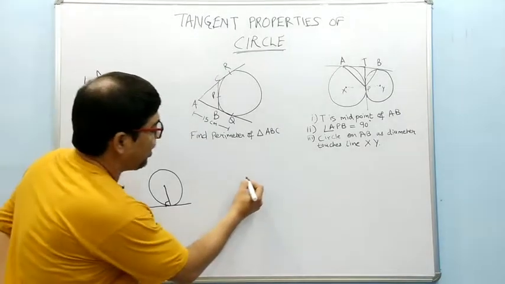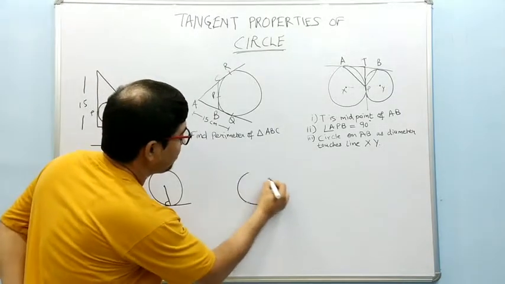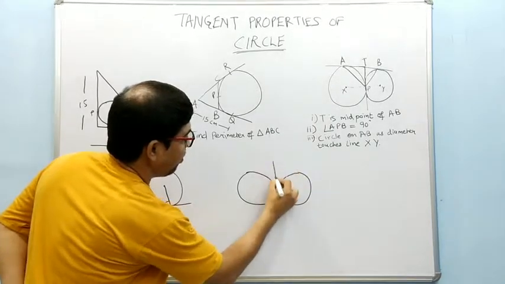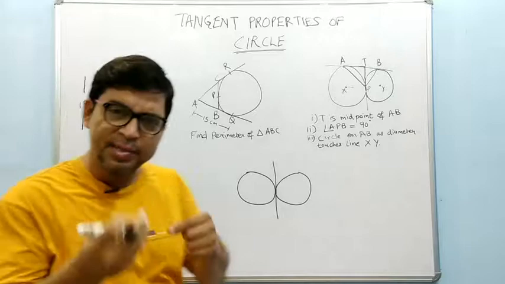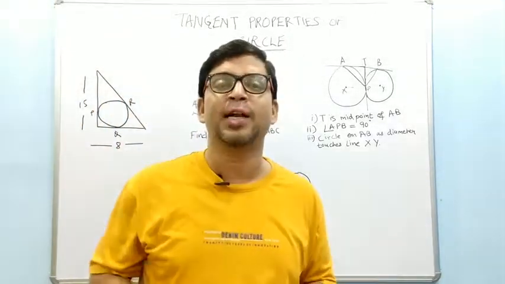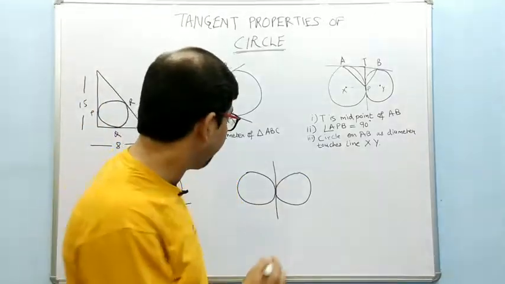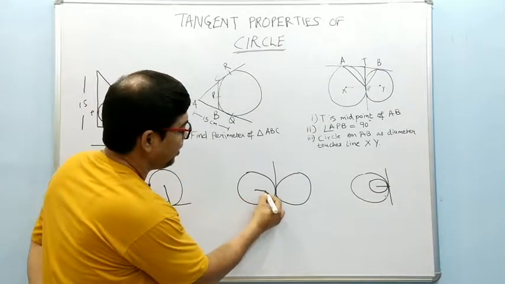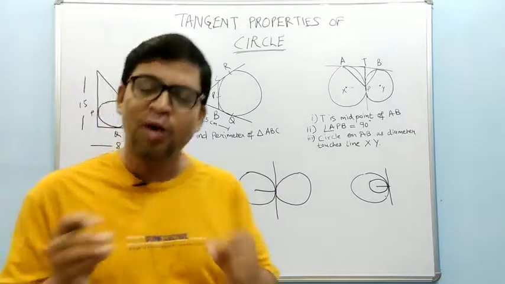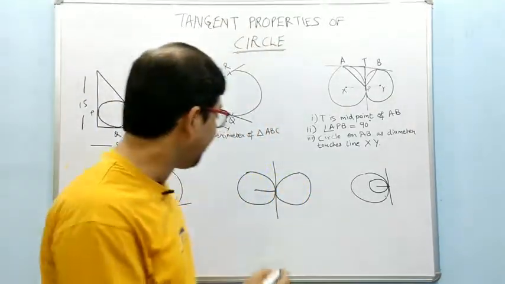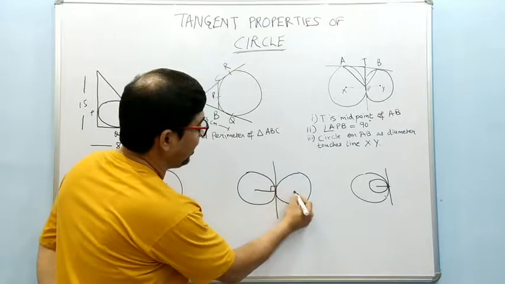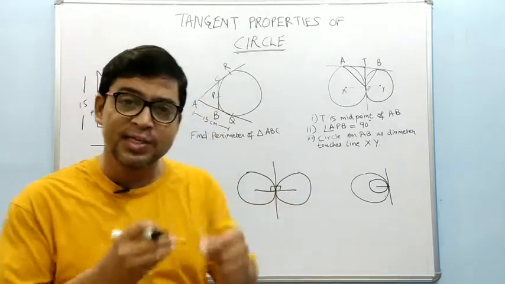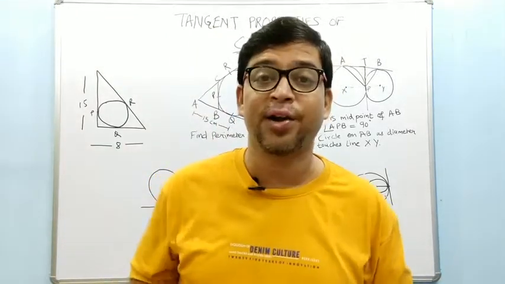Another thing is that if two circles touch each other externally, one common tangent is there, and the same is the case if the two circles touch internally. So what we see is that if a common tangent is there, then the line segment from the center of the circle to the point of contact makes an angle of 90 degrees, and here also 90 degrees. So the line joining the centers of the circles is a straight line.